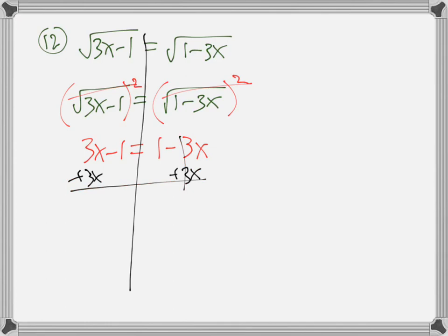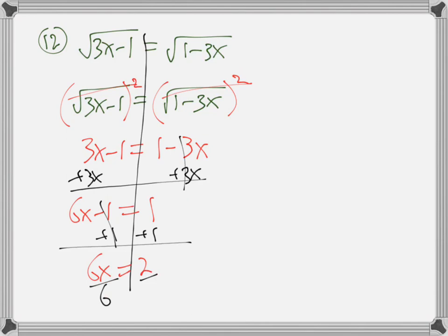Boom, like that. So that'll be 6x minus 1 is 1. And then add 1. Boom. So 6x is 2. Last step to get x alone: divide by 6. So x is 1/3. Yes, 1/3. 2 sixths, I just reduced it to be 1/3. So x is 1/3, maybe. Got to check.